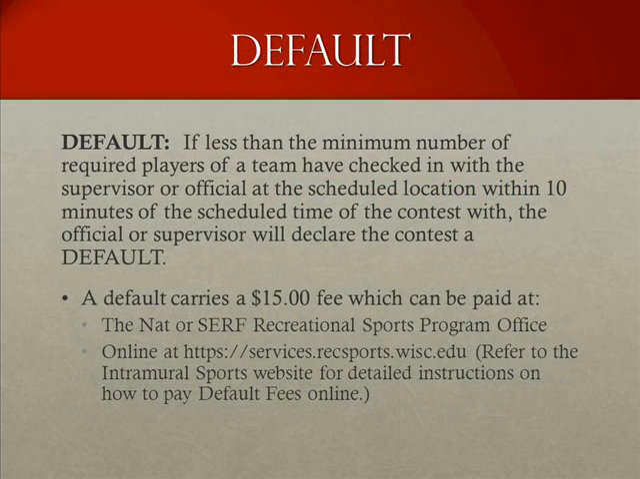Defaults. If less than the minimum number of required players of a team have checked in with a supervisor or official at the scheduled location within 10 minutes of the scheduled time of their contest, the official or supervisor will declare the contest a default. A default carries a $15 fee, which can be paid at the NAT or SURF Recreational Sports Program offices or online. Please refer to the Intramural Sports website for more detailed instructions on how to pay these fees.